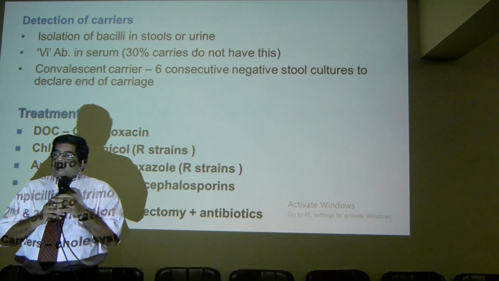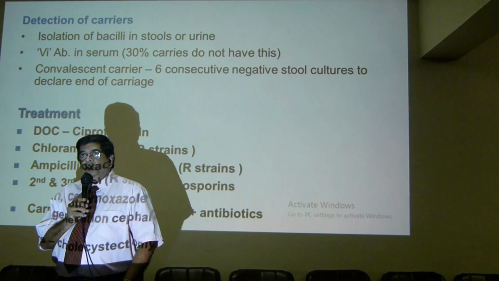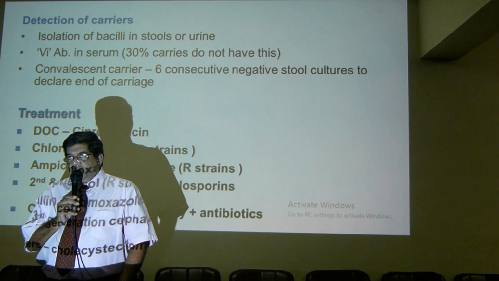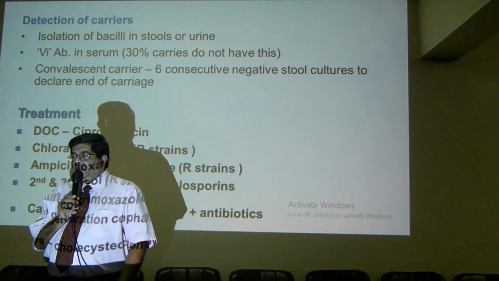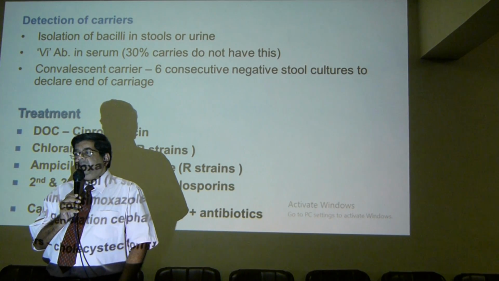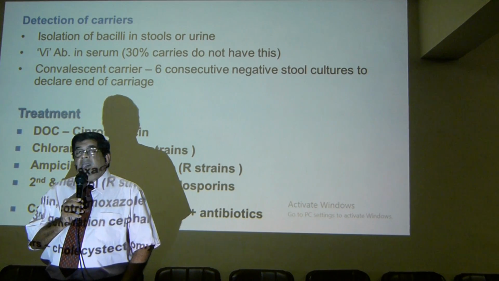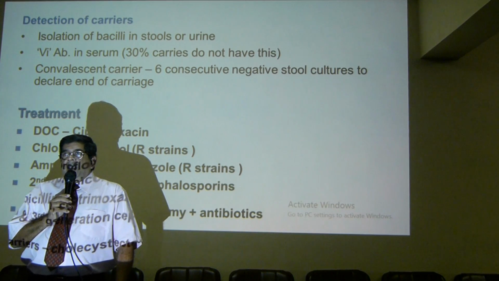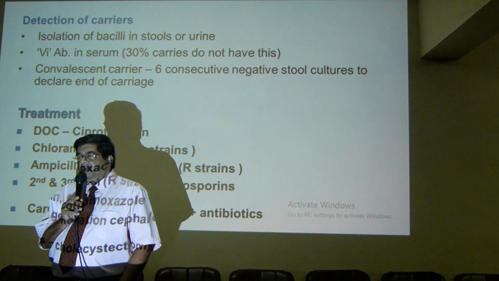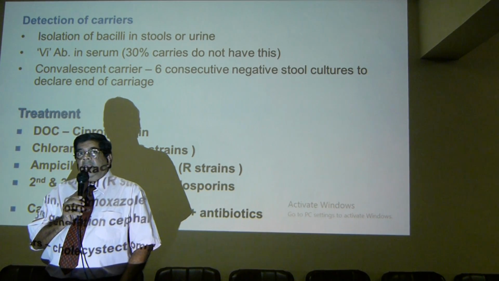Carriers can be detected by isolation of bacilli in stools or urine. Some test for VI antibodies in serum, and more than 30% of carriers do not have VI antibodies in serum. Convalescent carrier has to be tested until 6 consecutive negative stool cultures to declare end of carrier stage.